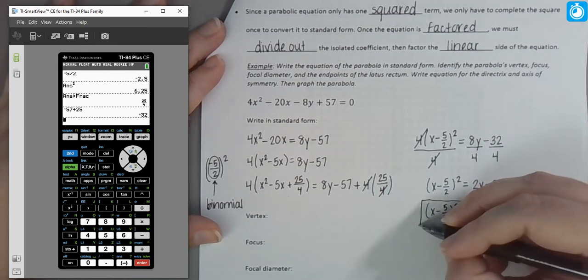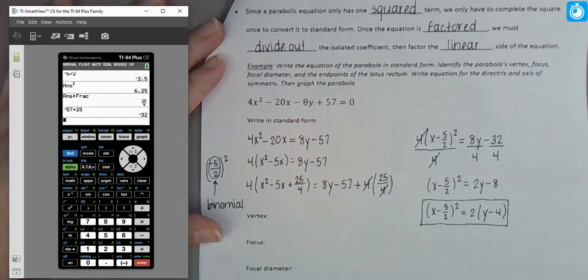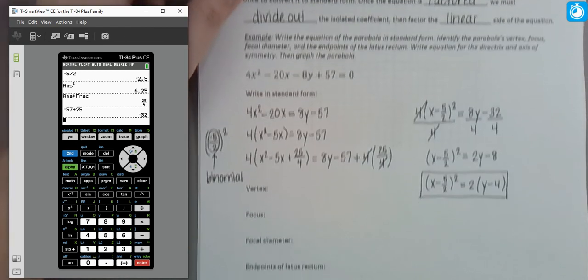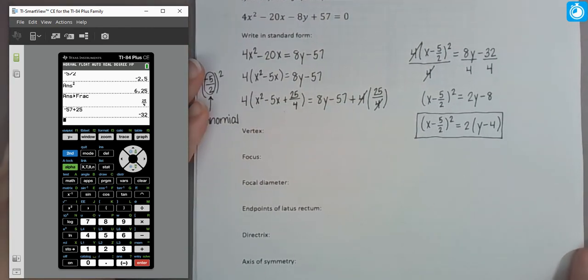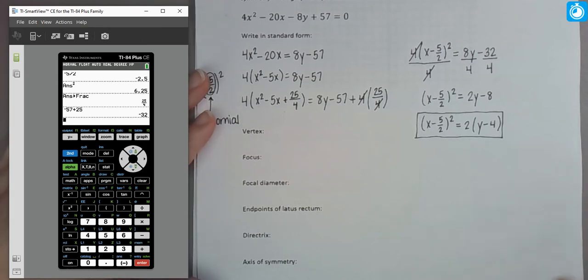Let me box it in so we know what we're looking at. That's going to be our standard form. That's the form we use to find all of the graph's components and to generate the graph. So you'll notice we have a fractional value. Something else kind of different has happened here as well, something we haven't encountered before.